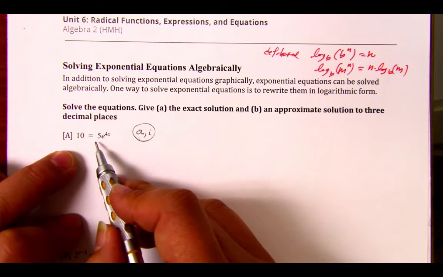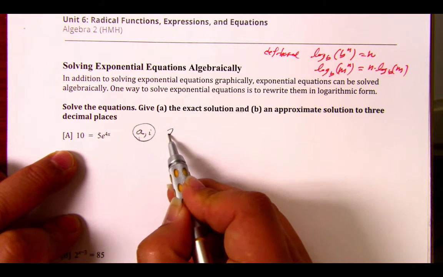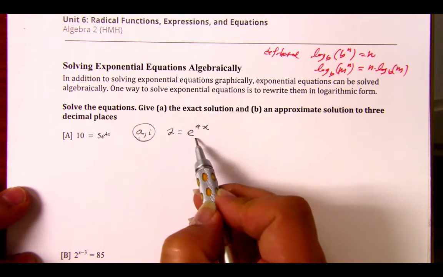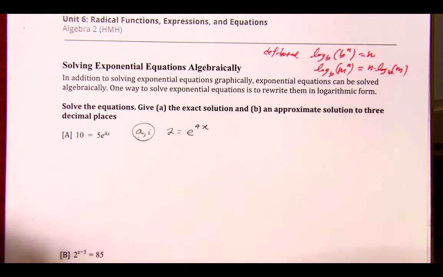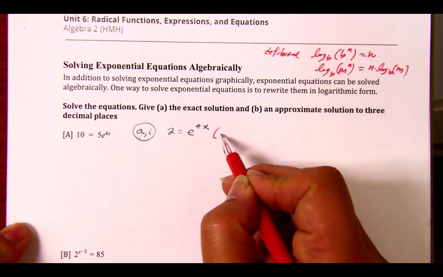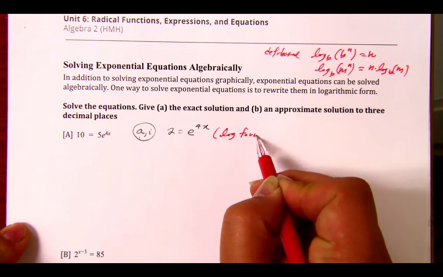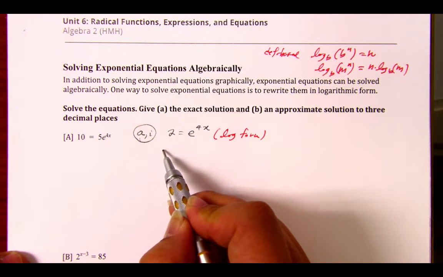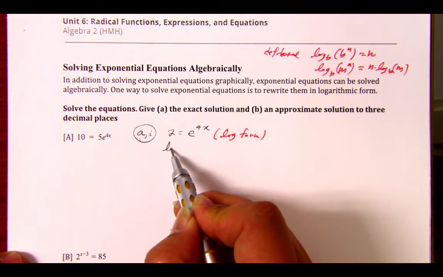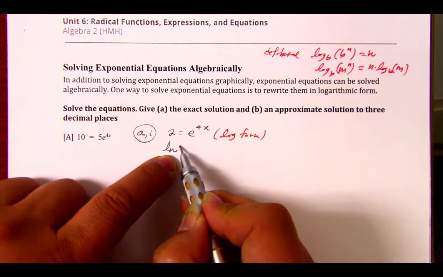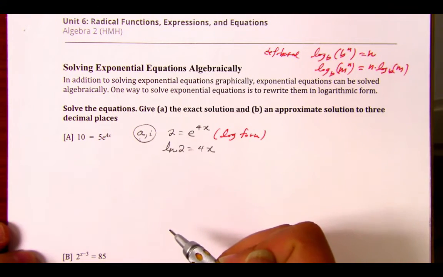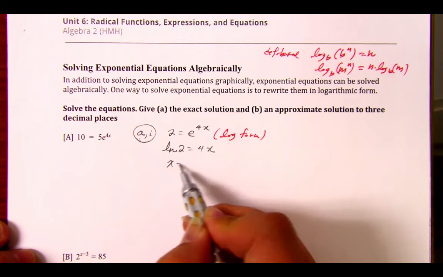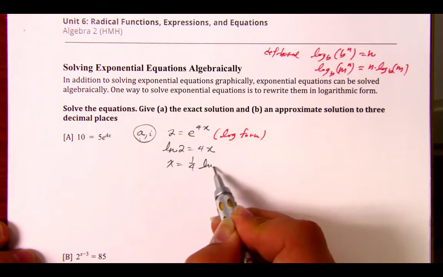The first thing we're going to do is divide both sides by 2. So that yields 2 is equal to e to the 4x. What we can do over here is convert it into the log form, right? Because it's base e, log base e, which is ln of 2, is 4x. To solve for x, to isolate the x, we divide both sides by 4. So x is equal to 1/4 of ln of 2.